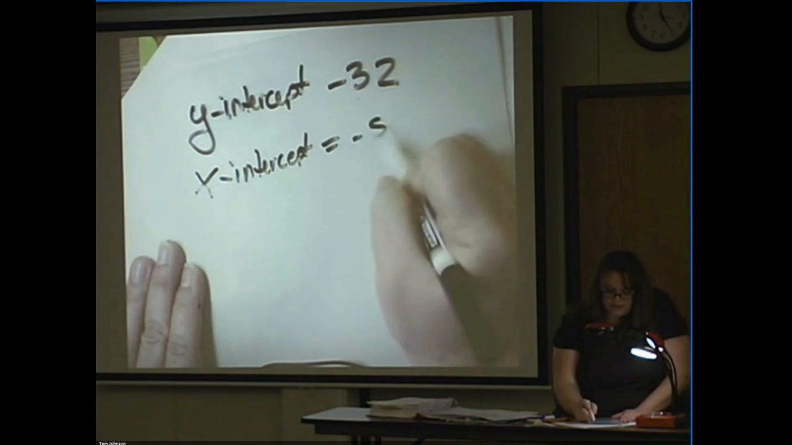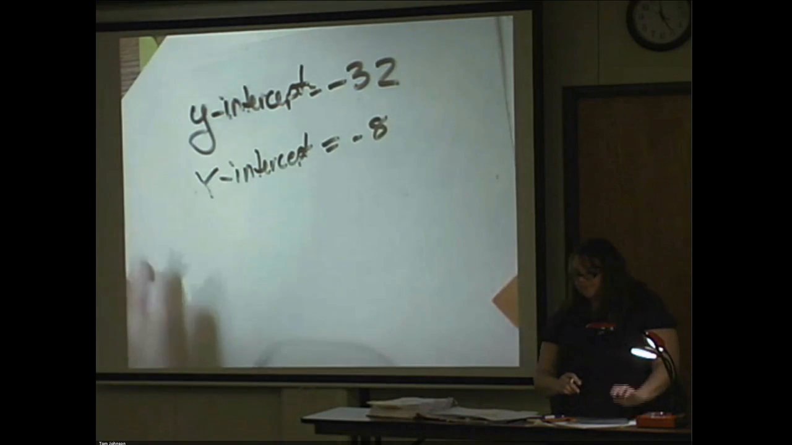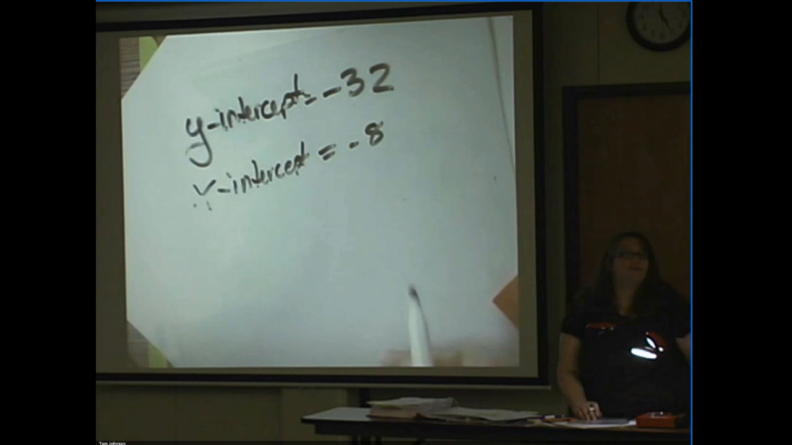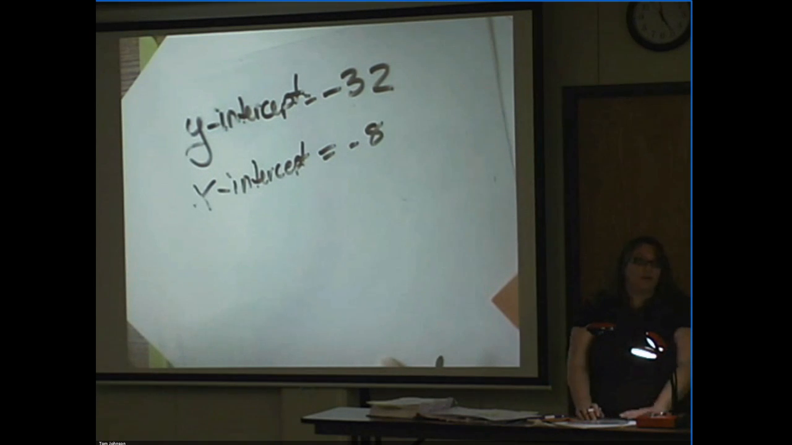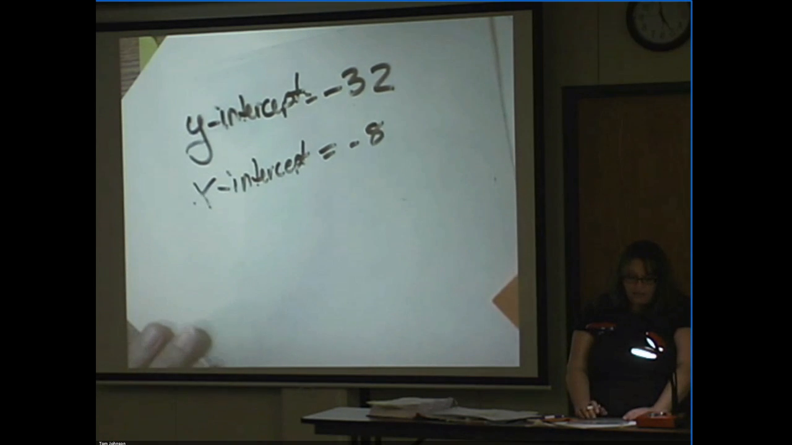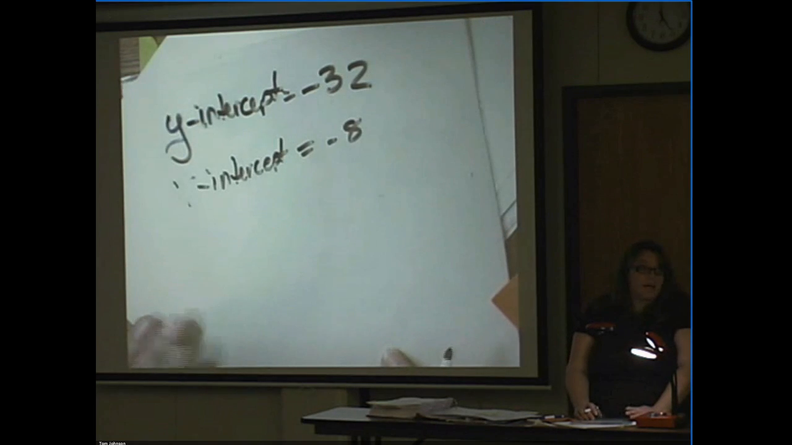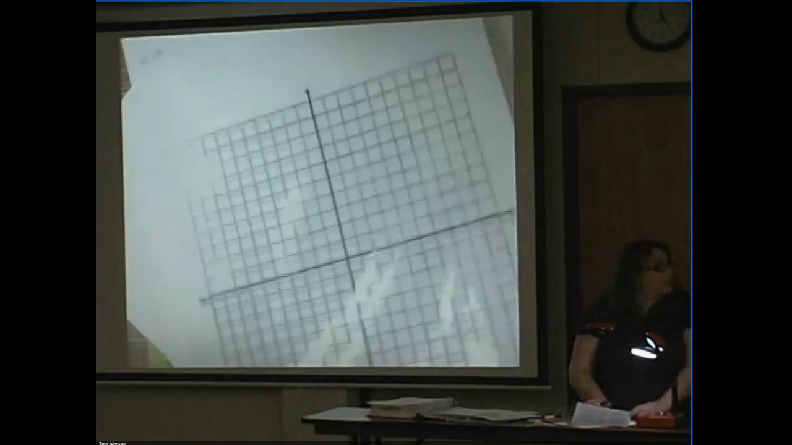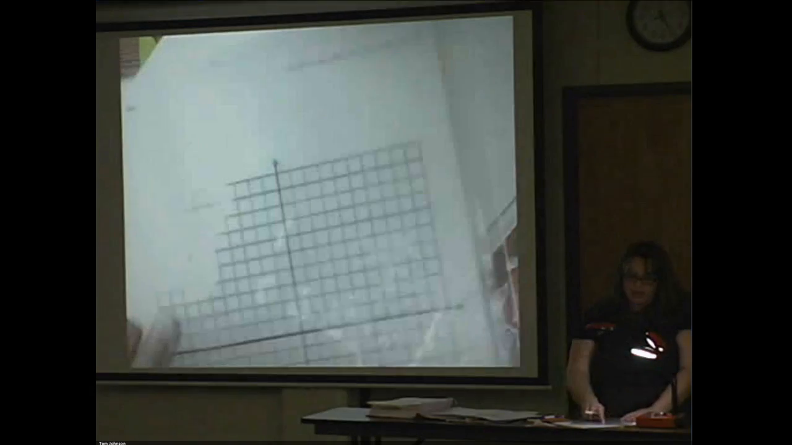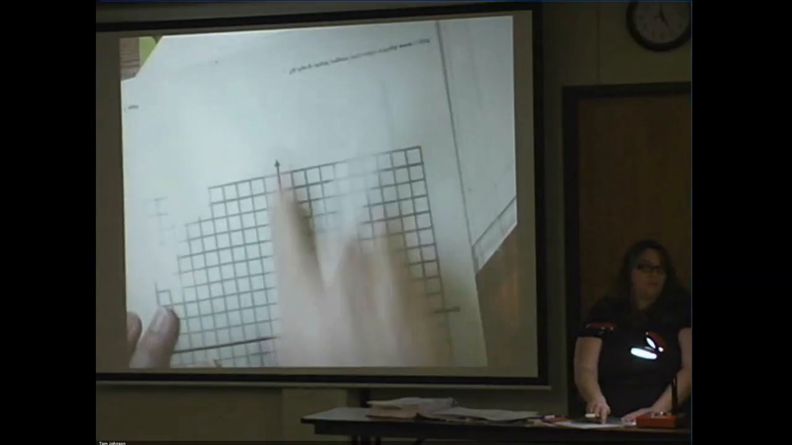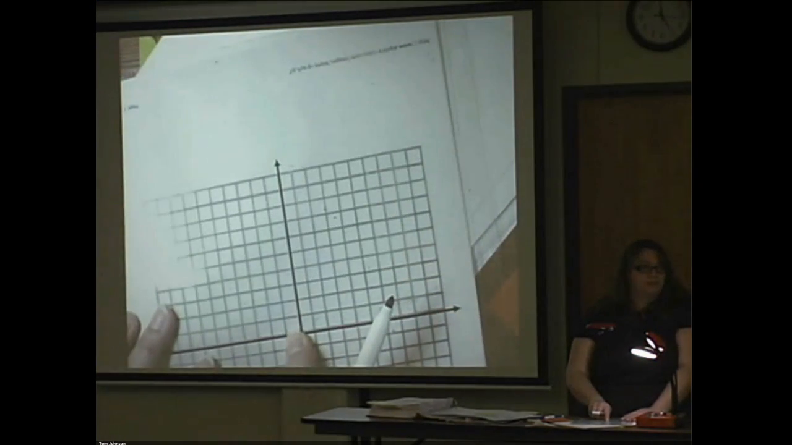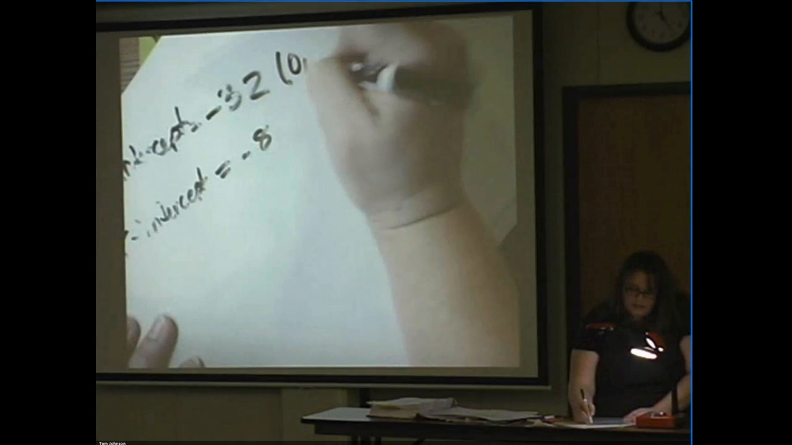And you were asked to find an equation of the line. Okay, well, in order to do this, we have to understand what the y-intercept really is. If we were to look at it in a graph, it's where it's going across the y-axis, which means it's an ordered pair. If it's on the y-axis here, what is my x value? 0. So it's actually the ordered pair 0, -32.